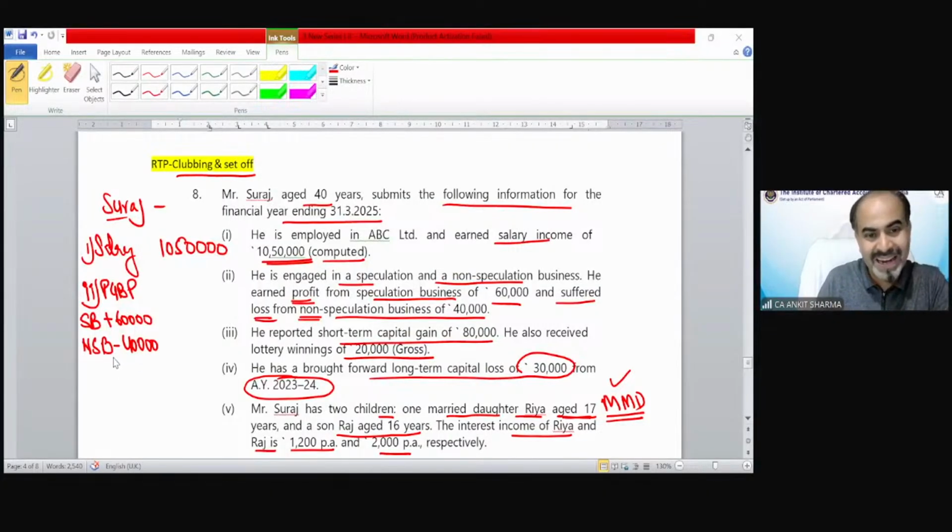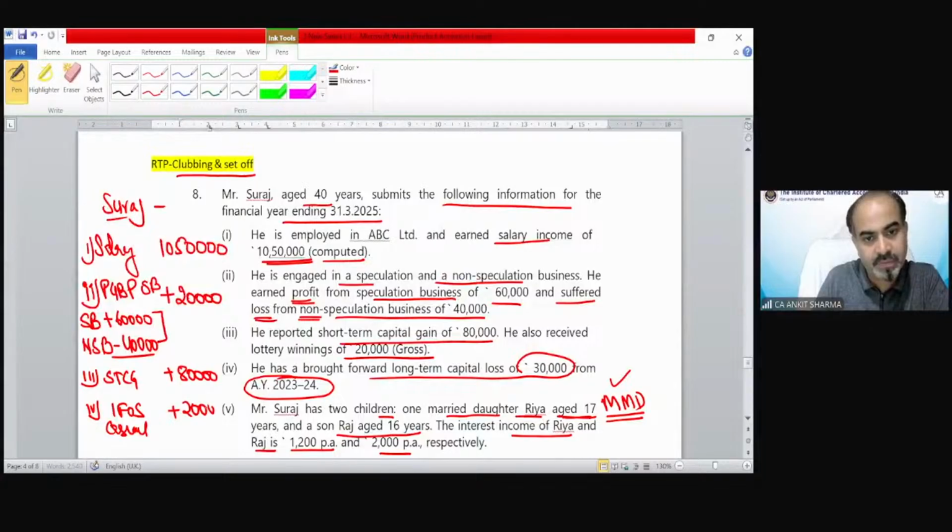So yes, we can set off our non-speculative business losses from speculative. After setting off, my income would be 20,000 rupees from speculative business. Now there is the third point. He reported short-term capital gain of 80,000. So that would be my short-term capital gain, 80,000. And income from other source, in that there is casual income, that is 20,000 gross.